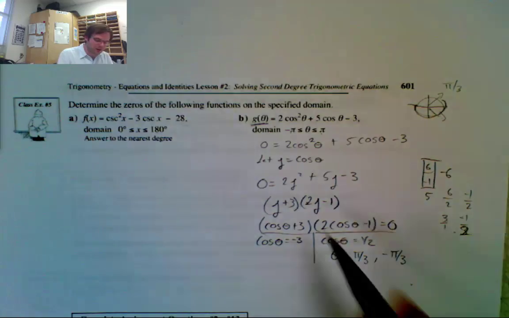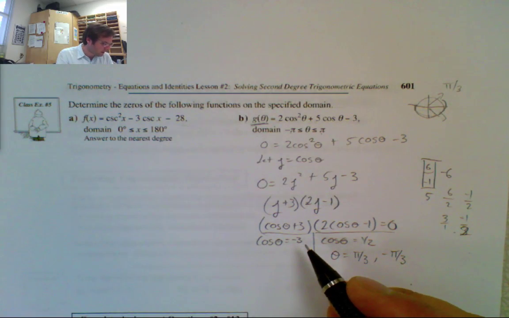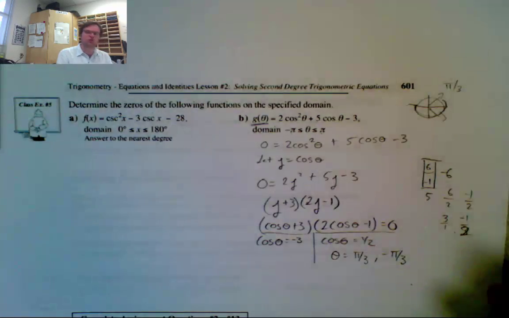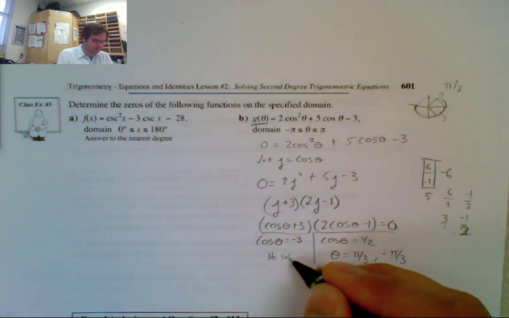Okay? So now let's take a look at cos theta equals negative 3. For this, there is no solution. There's no way we can make it equal to negative 3. So this one here, there is no solution.